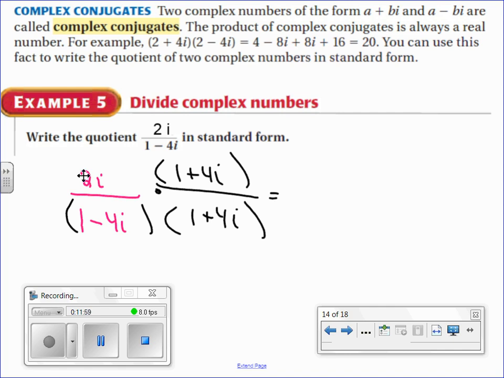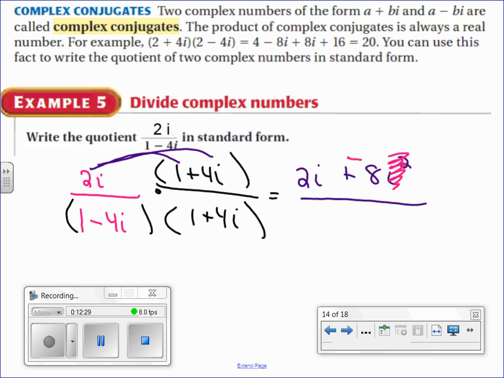All right, on the top, it looks like we have a little distributing situation to do here. 2i times 1 is going to be 2i. And then 2i and 4i would be 8i squared. Whoop, whoop, whoop. Attention, everyone. We've got that i squared. What are we going to do? You're going to scribble out the i squared, put a negative 1 in its place, so it'll actually make it a negative 8.